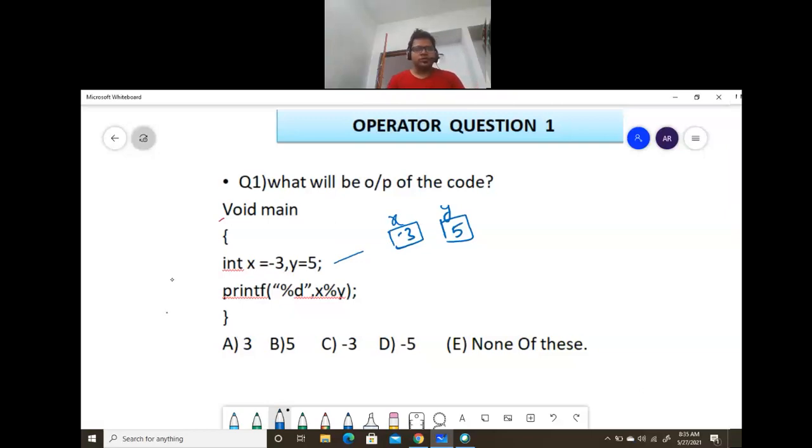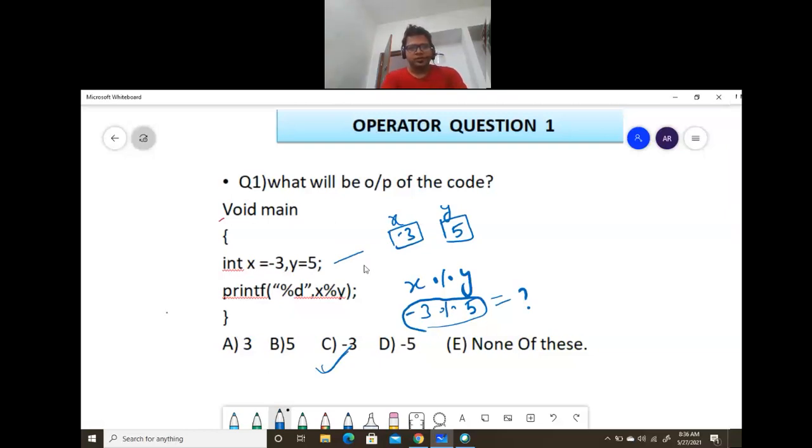The second line of code is x modulus y, so -3 modulus 5. What will be the answer? Can anyone guess? Someone says 3, someone says 5, someone says -3, someone says none of these. No. The correct answer is -3, right? So how is -3 the correct answer?